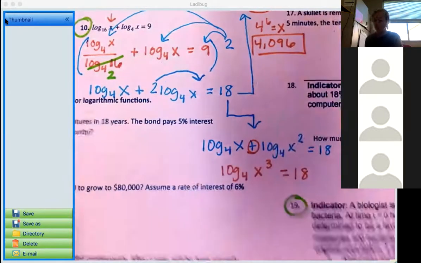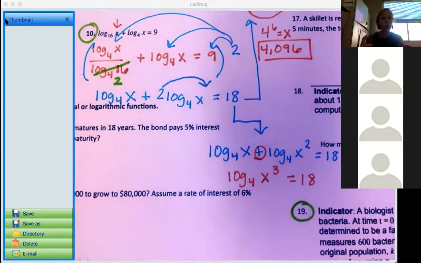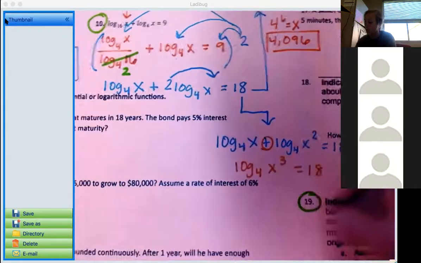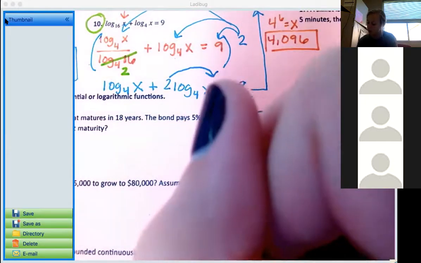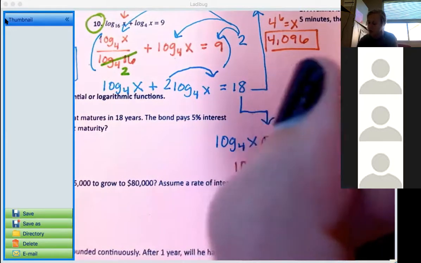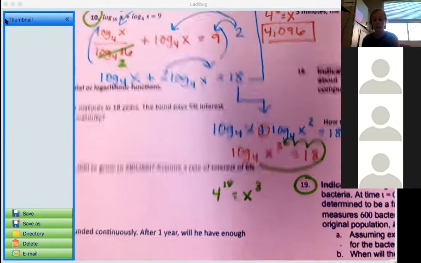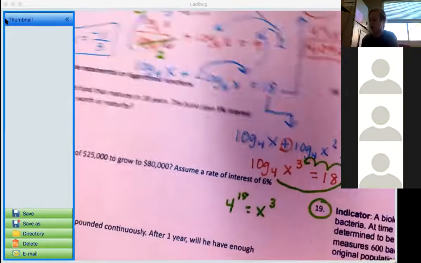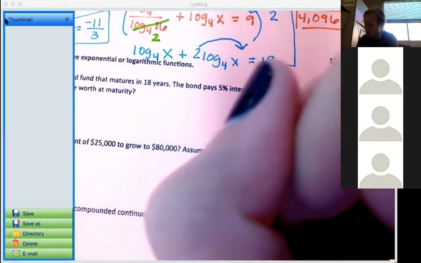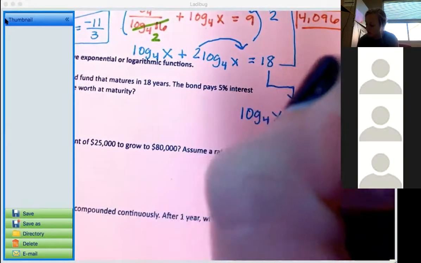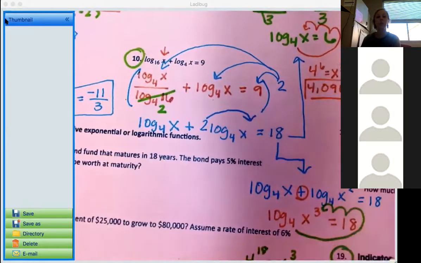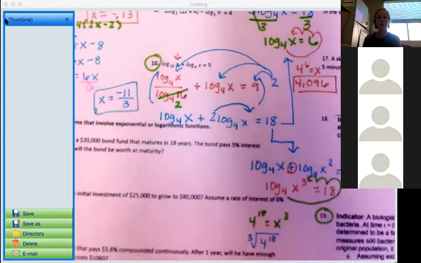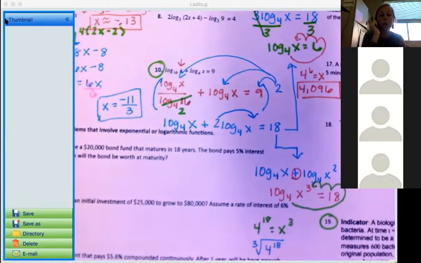Equals 18. And then same thing, you would do loggy froggy. So if you do 4 to the 18th power equals x cubed, then you would just have to take the cube root of both sides. So in your calculator, you would do the cube root of 4 to the 18th. So you can do it this way, it's just an extra step from the one up there, okay? But you do get 4,096 either way.